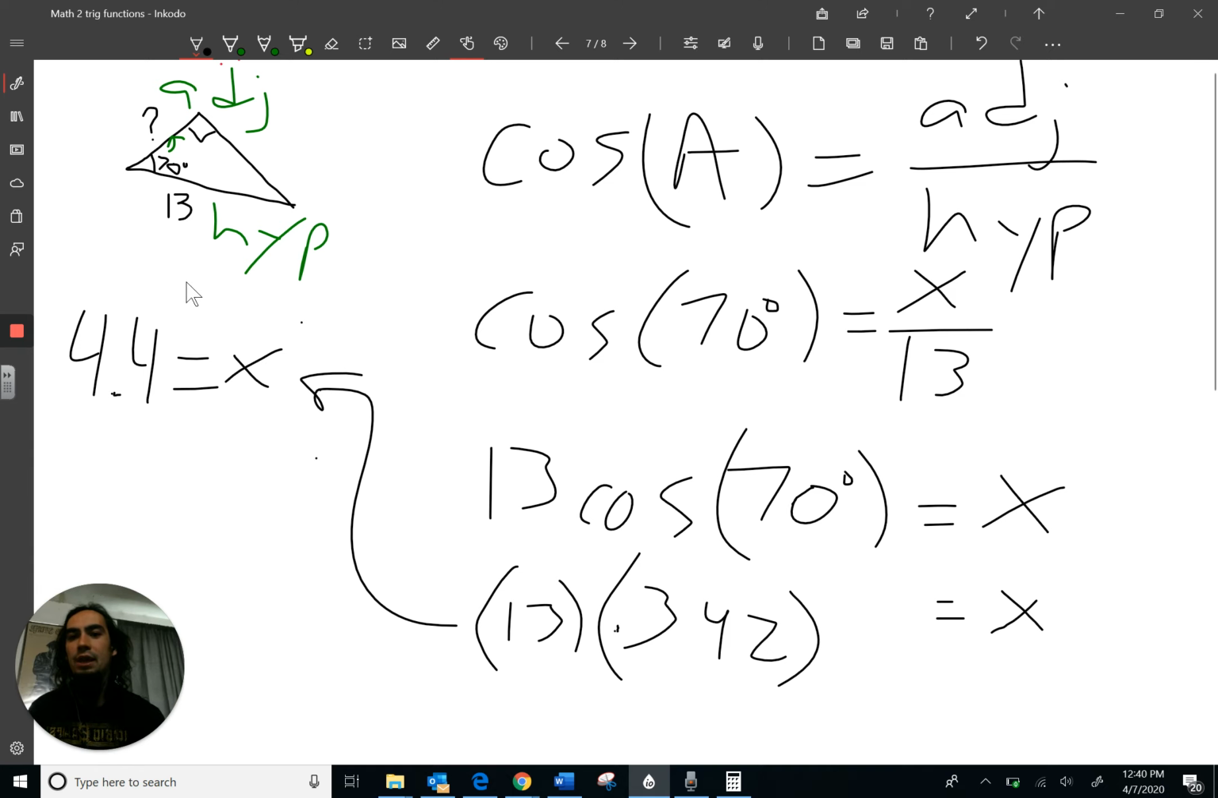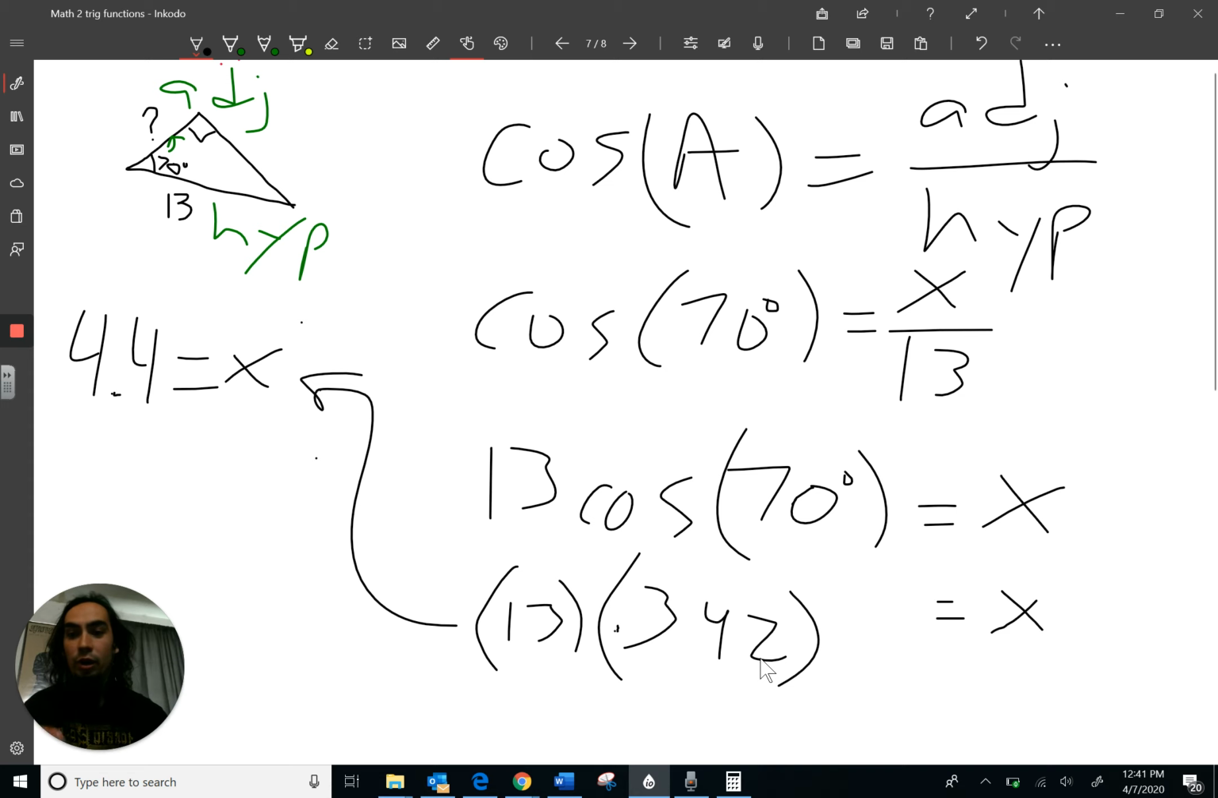Now, just to make sure this makes sense, because mistakes can happen, which one of these side lengths should be the longest? Well, the hypotenuse should be the longest. So 13 should be the biggest side. So this should be smaller than 13. It is. Good. If you end up with a number bigger than the hypotenuse, or a hypotenuse that's smaller than the other sides, you know something's wrong.